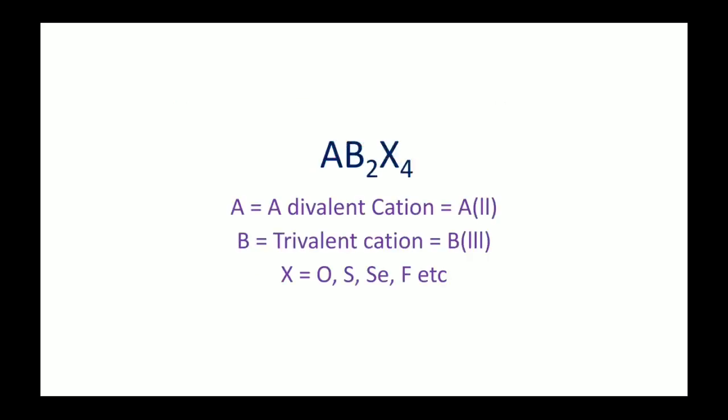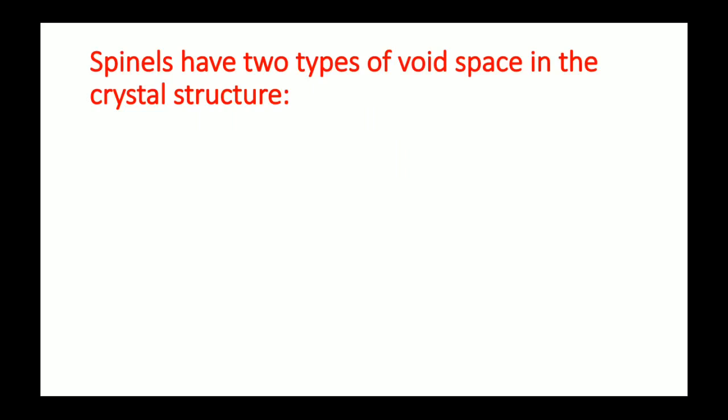So this is the general formula for a spinel, AB2X4, where A is a divalent cation, A2+, B is a trivalent cation, B3+, and X is oxygen, sulfur, selenium, fluorine, etc. So guys, you can see here one divalent cation, M2+, and two trivalent cations, M3+. In these spinels there are two void spaces: one is the tetrahedral void space and one is the octahedral void space. Now which metal ion will go to which void space depends on that.